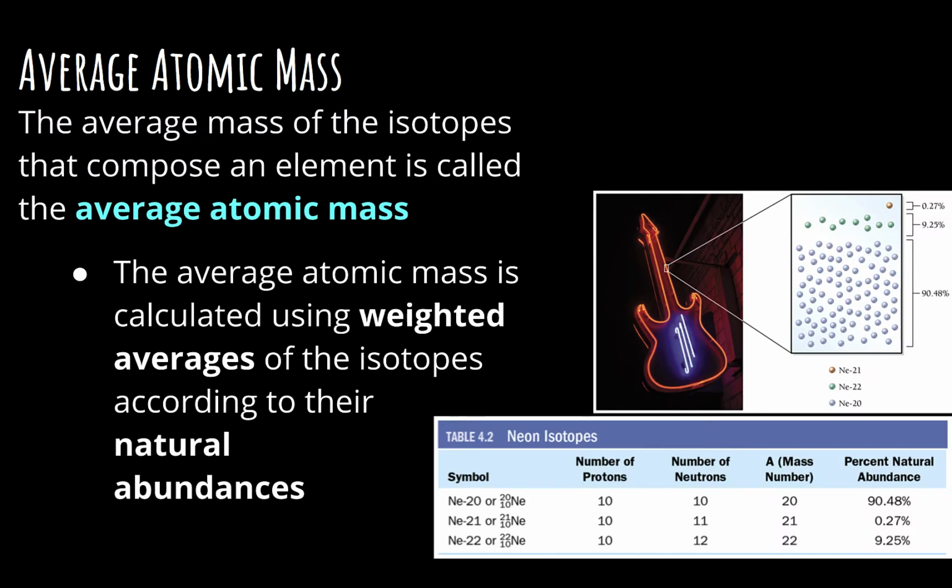The average atomic mass is the average mass of all of the isotopes that compose that particular element. We talked about how elements have different versions that have different masses, and those are called isotopes. To calculate the average atomic mass, we are going to use a weighted average of those isotopes using their natural abundance. The natural abundance just means what percent of that isotope a sample of that element contains. A weighted average is used because then the average mass is represented by the isotope that's in greatest abundance.